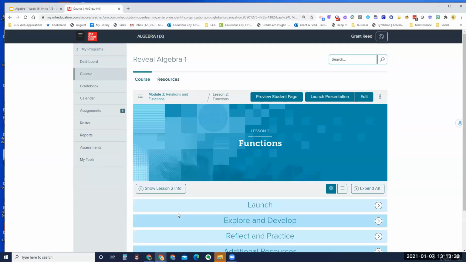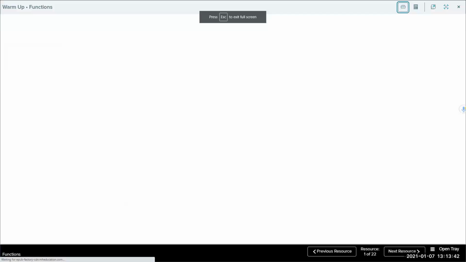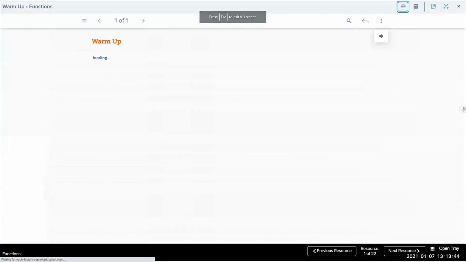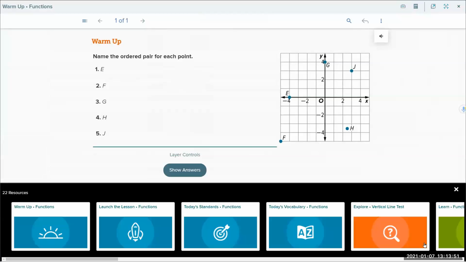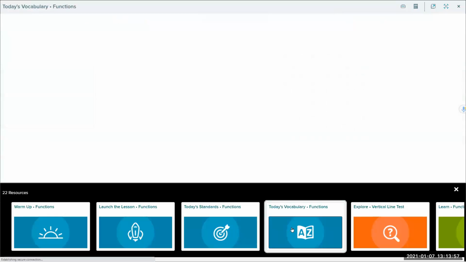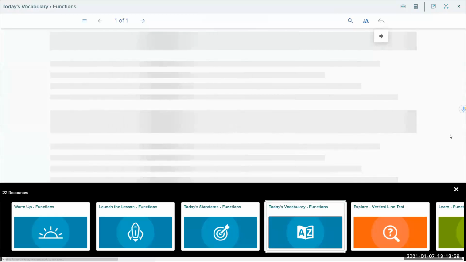So I'm not trying to say you guys have to come with me, but this is a good resource about functions for you to at least be aware of how to get to it. I'm going to launch this presentation, and we're not doing everything. Let me try opening this tray here, and we're going to start with today's vocabulary.